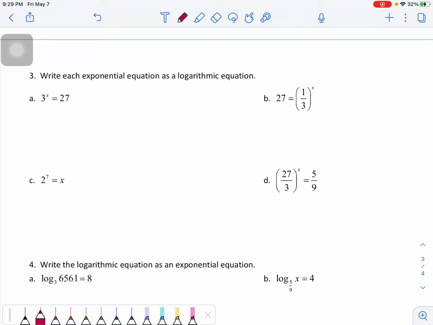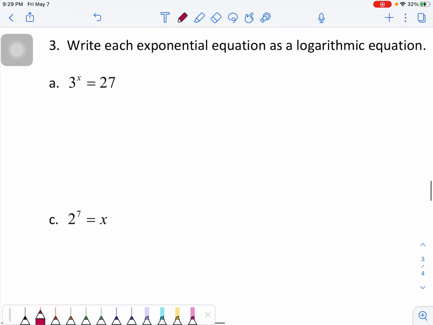All right, on to page 3. We're going to start with problem number 3, which says to write each exponential equation as a logarithmic equation. So I'm going to zoom in on part A here. First thing I want to do is find my base, because that is going to be the base of the logarithm. So it's going to be log base 3.